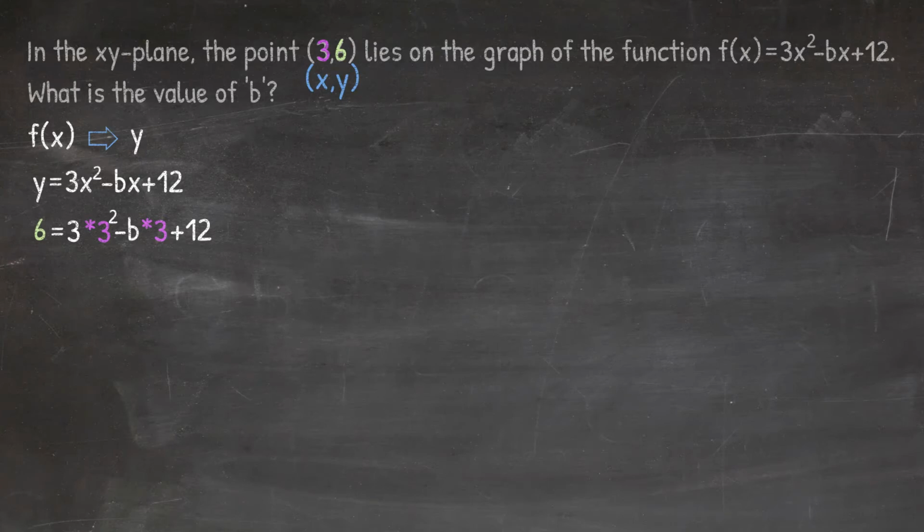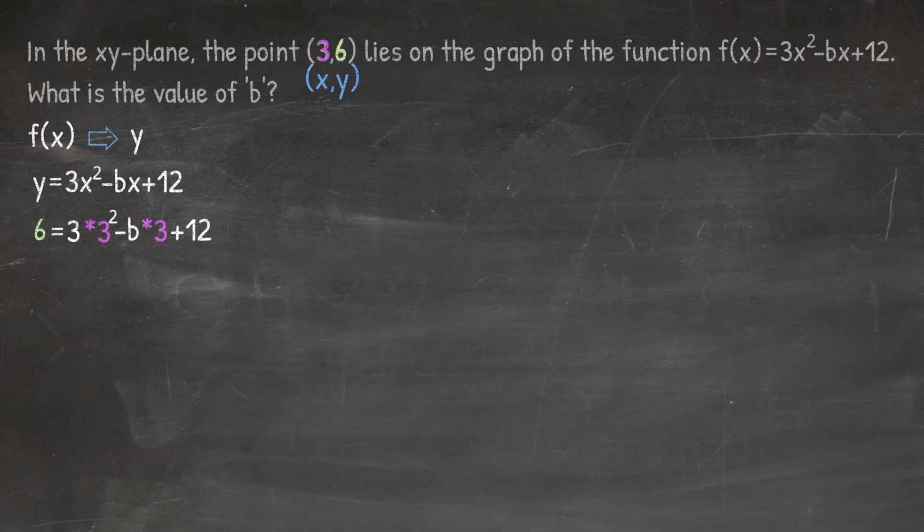If you're wondering why we plugged in 6 and 3 into the function, the answer is easy to understand. The function that we're offered, which is f of x or y equals 3x squared minus bx plus 12, describes every point that lies on the function. And we're given a certain point with certain dimensions, in this case 3 and 6. So this function should apply to this point just as well as it should apply to every other point on the function. And that means that for the value of 6, we can plug in the x value of 3. And in the end, it should add up. And this is how we came to replace y with a 6 and x with a 3.